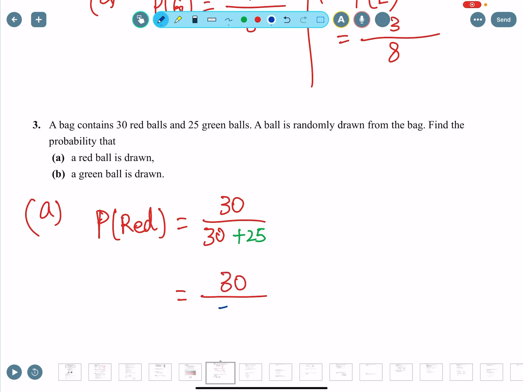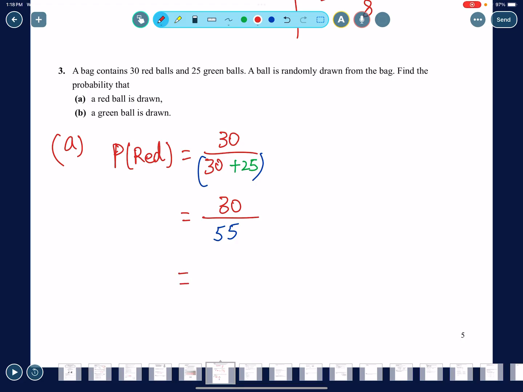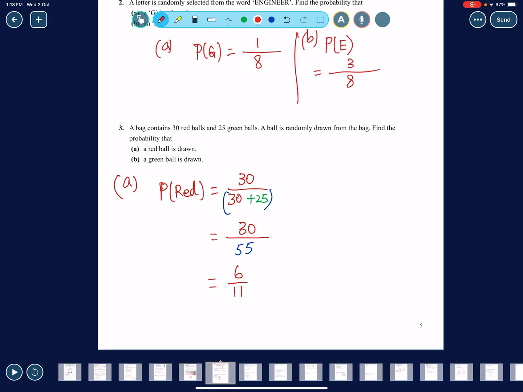30 over 55, and then simplify the fraction. If you put it all in the calculator at once, you might miss the bracket. So if you want to calculate this all at once, make sure there's a bracket down below. You want to do that first. Or else it's going to divide first. 30 divided by 30, which is 1. 1 plus 25, 26. You're getting the wrong answer. You're not getting a fraction. Anyways, so this fraction is 6 out of 11. That's your chance of getting a red ball.